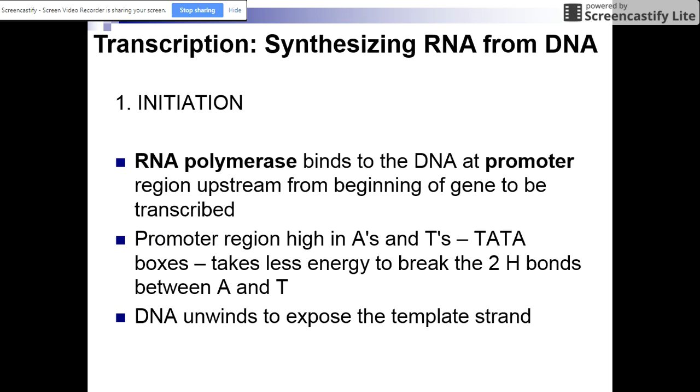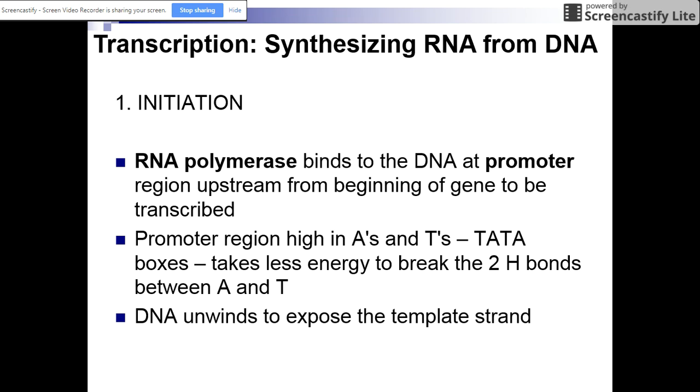There are three phases: the initiation, the elongation, and the termination. We'll first look at the details of initiation. The RNA polymerase binds to the DNA at a specific region called the promoter region. That region is found upstream from the beginning of the gene that's going to be transcribed.